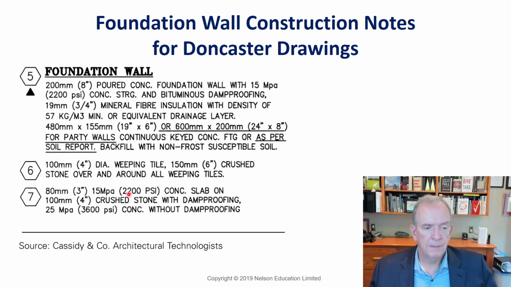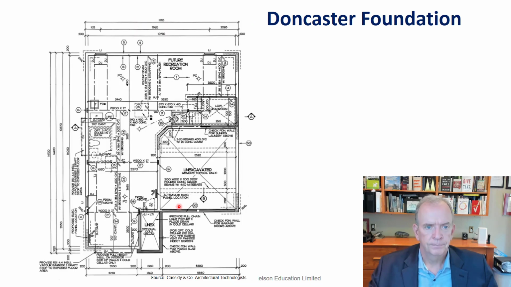So 15 megapascals, 2200 PSI. And then it says slab, 100 millimeters, 4 inches with crushed stone with damp proofing, and 25 MPa without damp proofing. What that means in that case, it's not talking about damp proofing like a tar coating. That's talking about, this is the basement slab. It's talking about laying plastic underneath the slab. And I'll talk about that a little bit more when we get to chapter 10 and we look at concrete and finishes and that sort of thing.